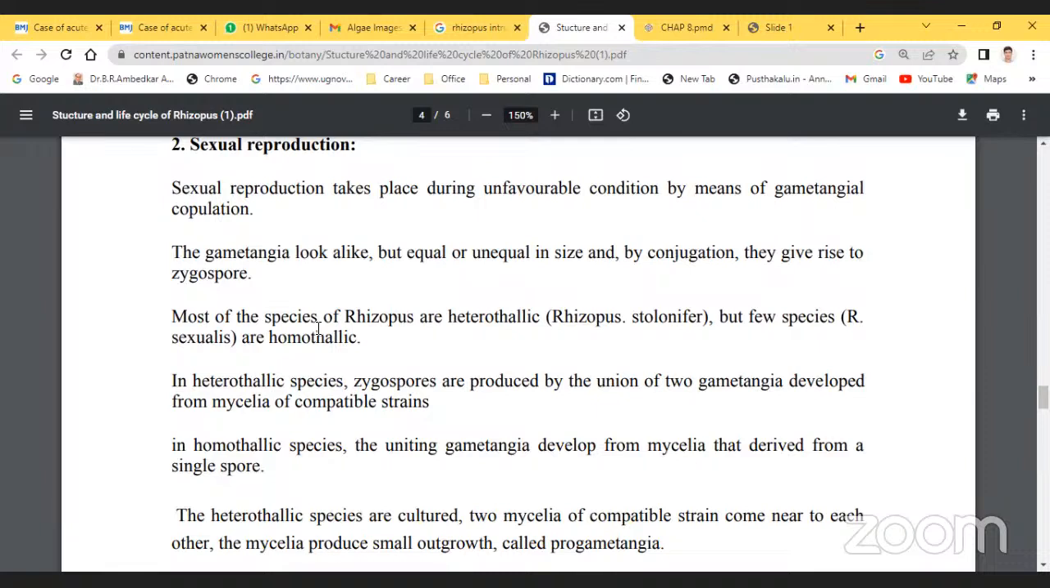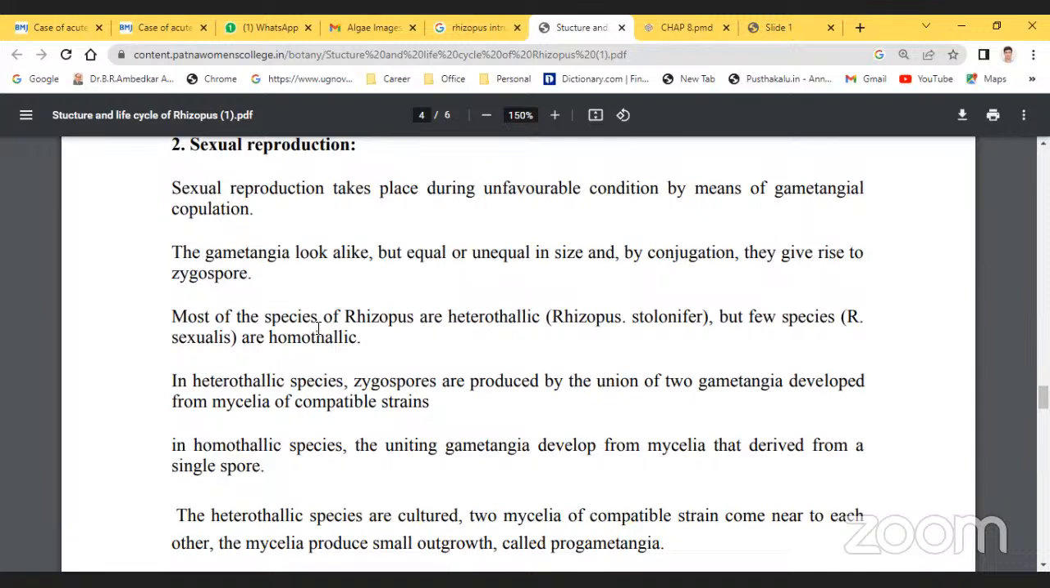Gametes are joined together, sir. Joint mycelium, hyphae joints. Positive and negative strains, sir. Yes, negative strains, and after joining, it looks like only one cell. Yes, sir. So that is gametangial copulation.